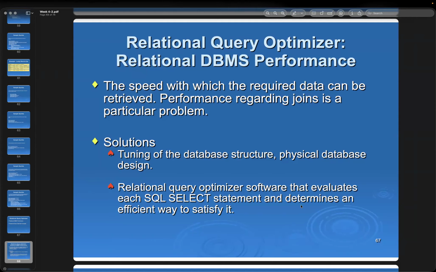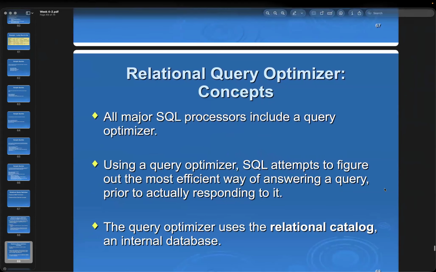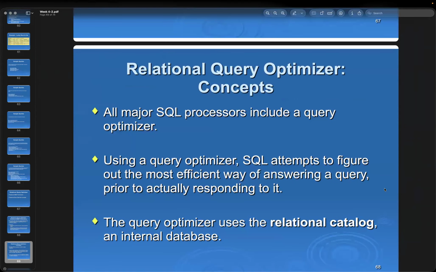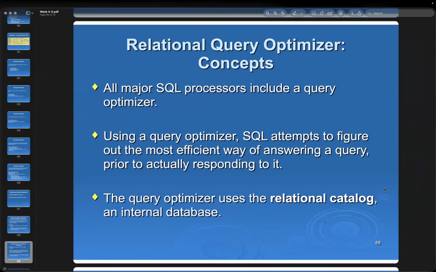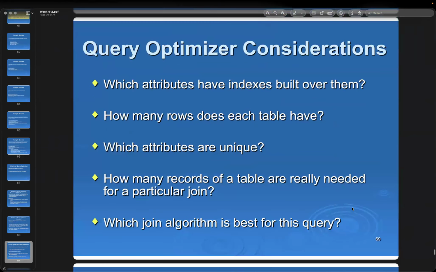So here's the one for optimizing it. And all the major SQL processors include a query optimizer. When we use the query optimizer, the SQL processor attempts to figure out the most efficient way of answering a query, prior to actually responding to it. This optimizer uses the relational catalog as an internal database. So right here, we have certain considerations we can ask of the optimizer.